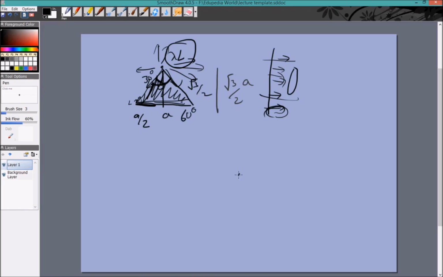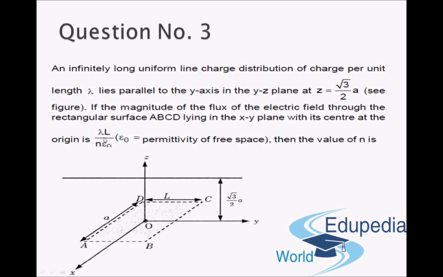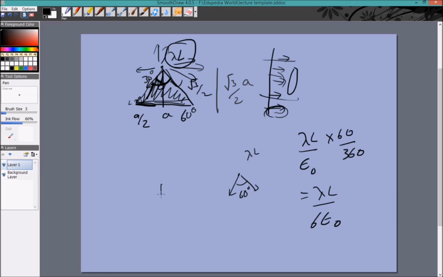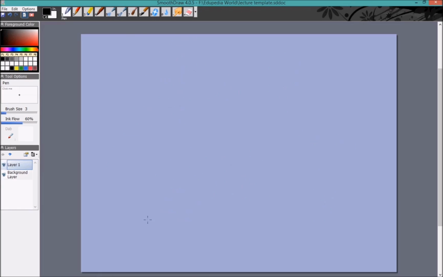So again, if I draw this figure, this is lambda L charge, and we want to find all the flux lines passing through 60 degrees. The total flux will pass through 360 degrees, and that will be lambda L by epsilon naught by Gauss law. So the flux passing through 60 degrees will be this into 60 by 360, which is lambda L by 6 epsilon naught. And we are given in the problem that it is lambda L by n epsilon naught. So in this case, we should have n is equal to 6. Right?